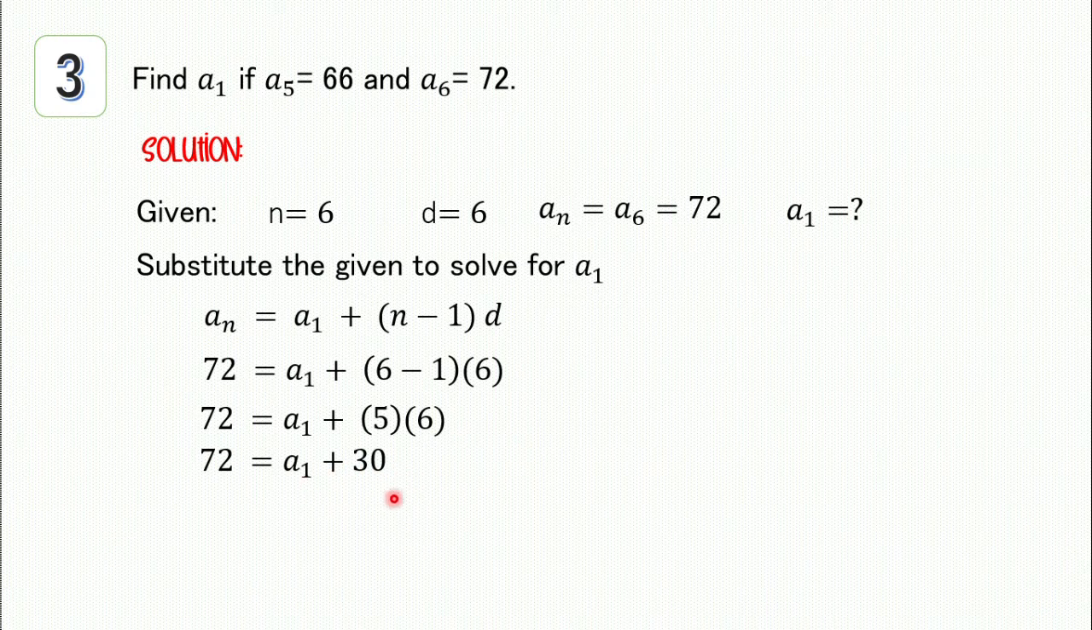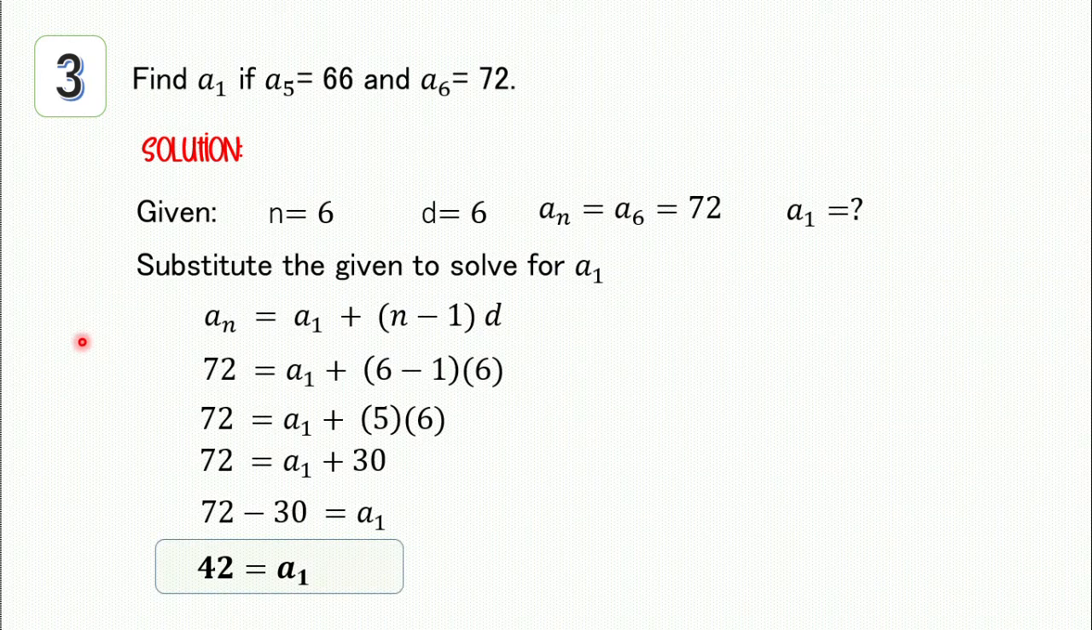Para makuha natin yung a sub 1, since meron tayong plus 30 dito, kailangan lang natin na i-transpose yung 30 to the left side. Okay? And it will give us 72 minus 30 equals a sub 1. Simplify natin. 42 equals a sub 1. Ibig sabihin, yung a sub 1 natin is 42.